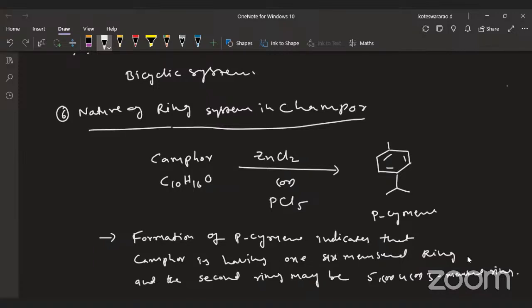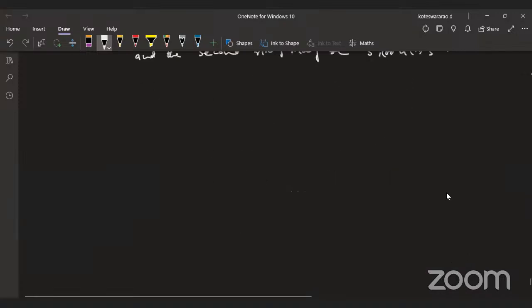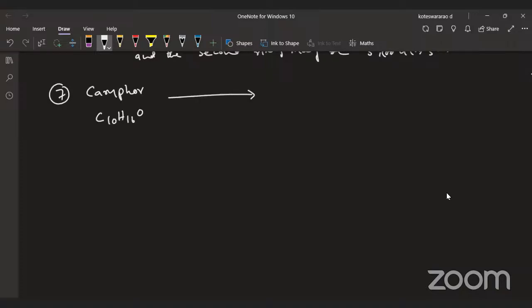Now coming to the next one, the 7th one. Camphor, C10H16O, is treated with iodine: distillation with iodine. You mix the iodine into the compound, just add the iodine and distill it.